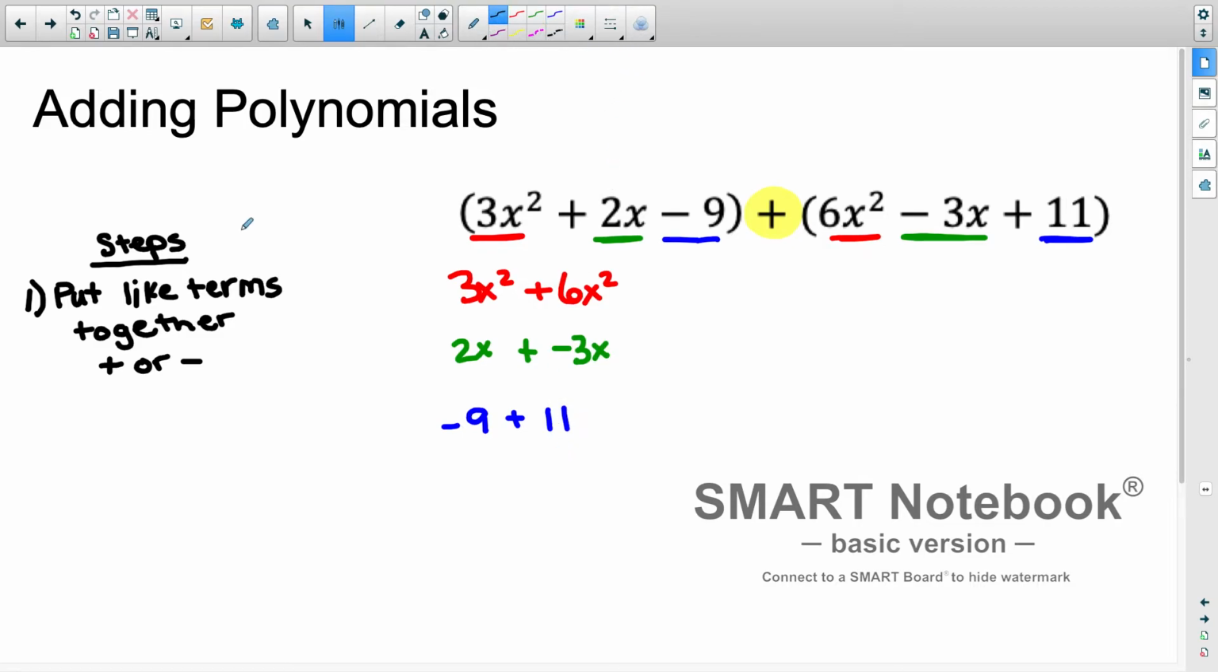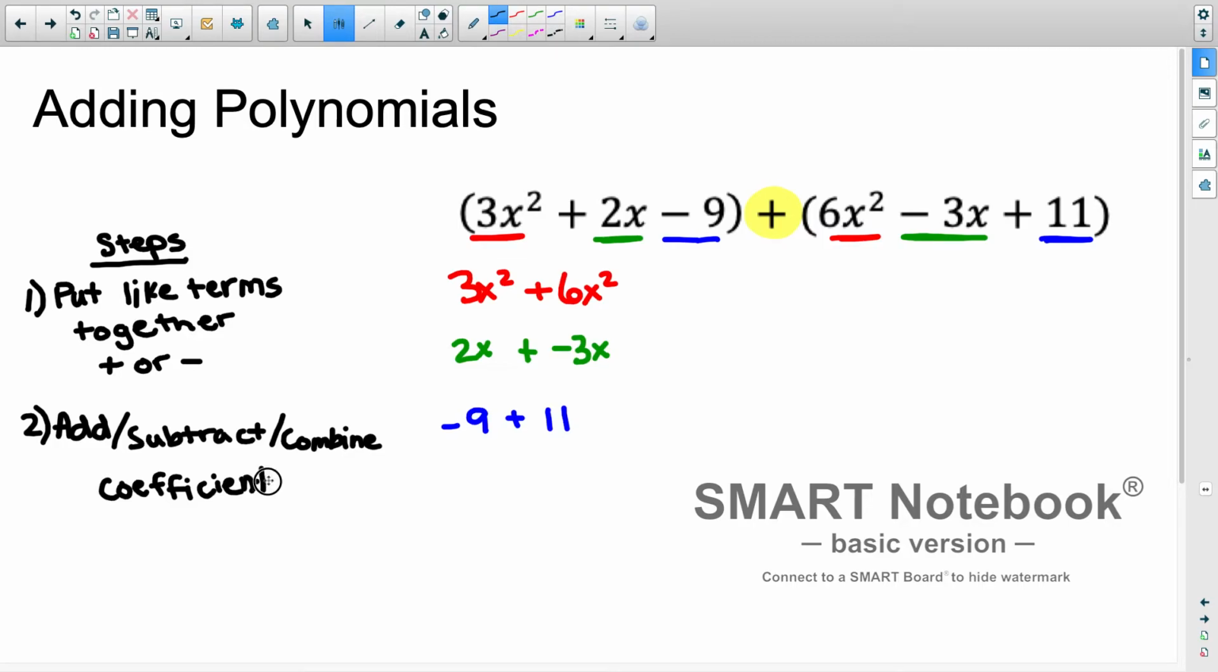All right, so step number 2, after we put those together, is now we are going to add them or subtract them. So I'm going to put add, subtract. A good word for adding and subtracting is like combining. So we're actually going to put those things together. And when we do that, we work with mainly the coefficients or the constant. But I'm going to put coefficient here. So the number in front of the variable.